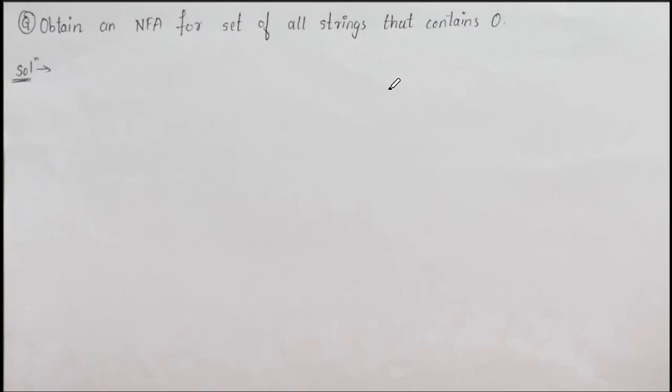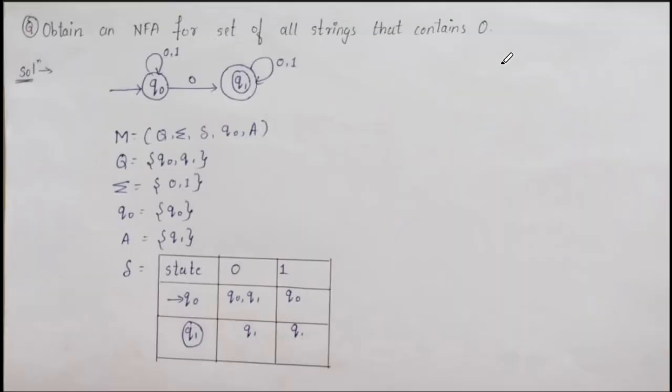Now let's move to the third question. Obtain an NFA for the set of all strings that contains 0. And this is the diagram for this question. It has two states, Q0 and Q1. The initial state is Q0 and the final state is Q1. So we put two circles. The string should contain 0.